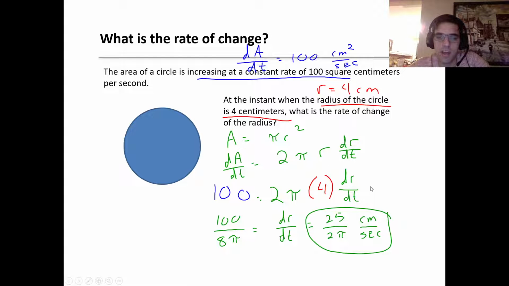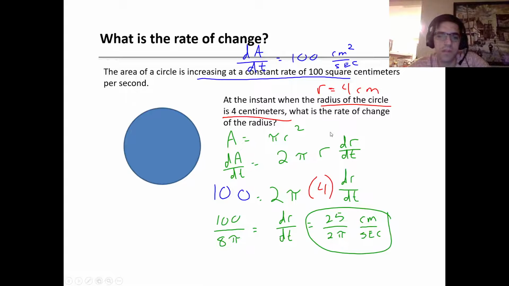So now we plug in the information we have. We want to find the rate of change of the radius. That's dr dt. That's what we're solving for. At the instant when the radius of the circle is 4 centimeters, well, that's r is 4. The area of a circle is increasing at a constant rate of 100 square centimeters per second. So the change in area over time is 100. So dA dt is 100, r is 4. The remaining variable is dr dt. So if we solve this for dr dt, we just basically divide 100 by 2 times 4 times pi. We get 100 over 8 pi, which is 25 over 2 pi, and it's in centimeters per second.